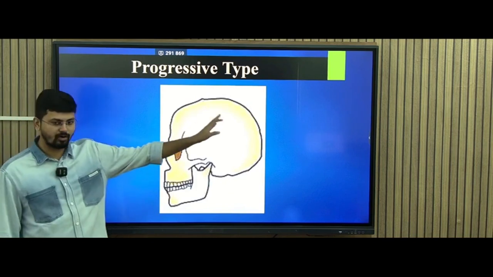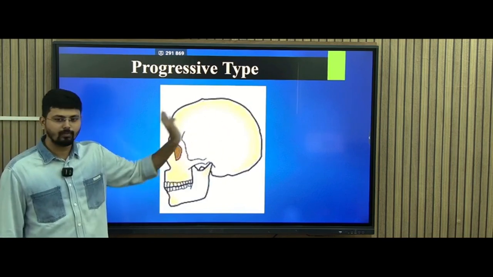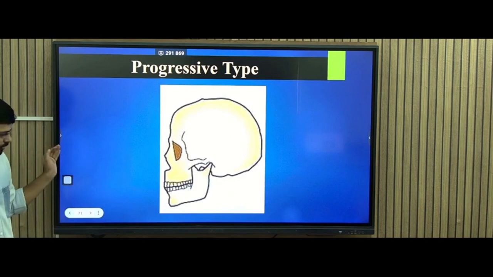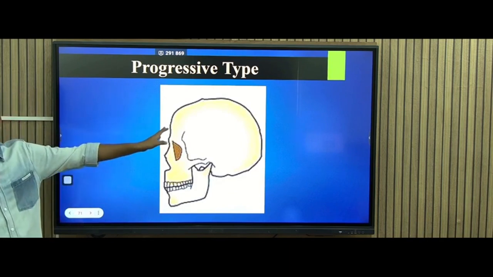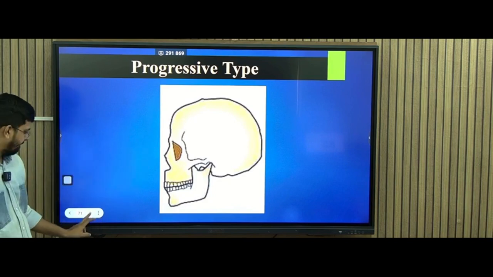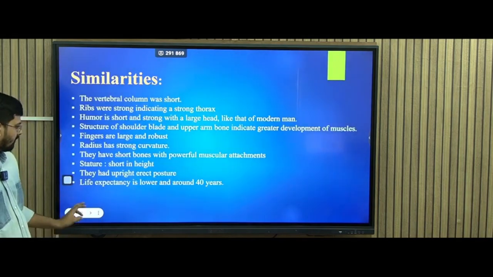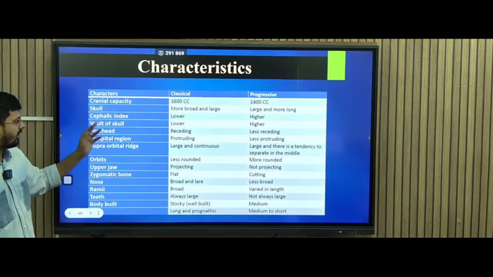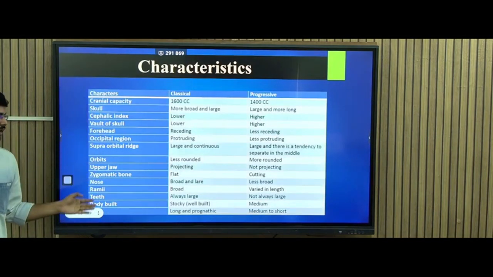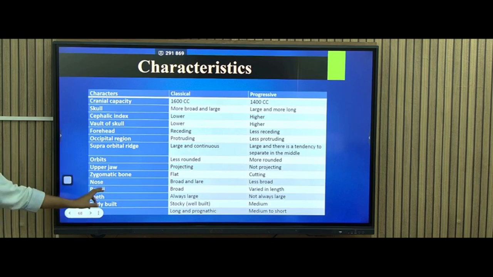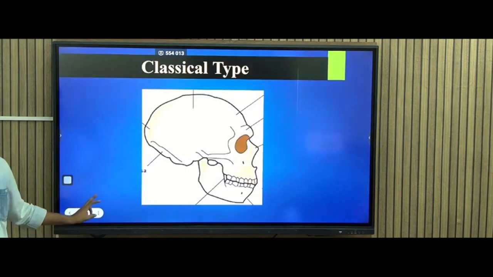It's little round, and compared to the classical variety, the receding is less here, right? And then you have to highlight the feature of brow ridges, at the same time coming to the teeth, which is very much visible, and the prognathism. These are the three things which can be seen from the skull, right?